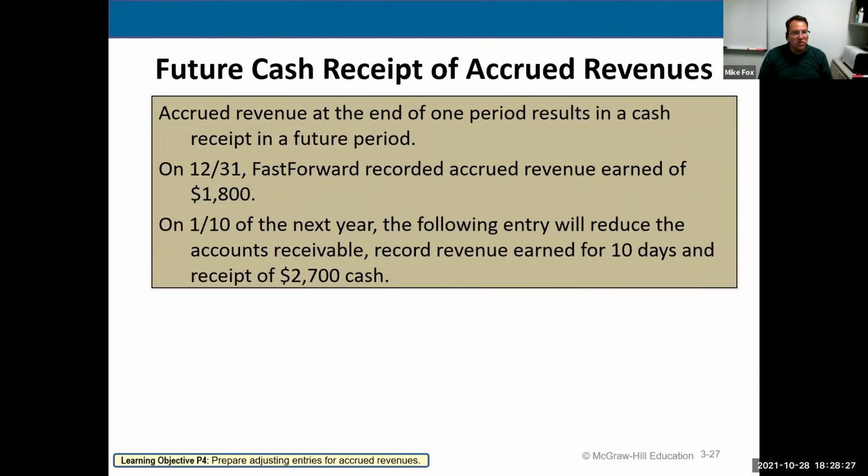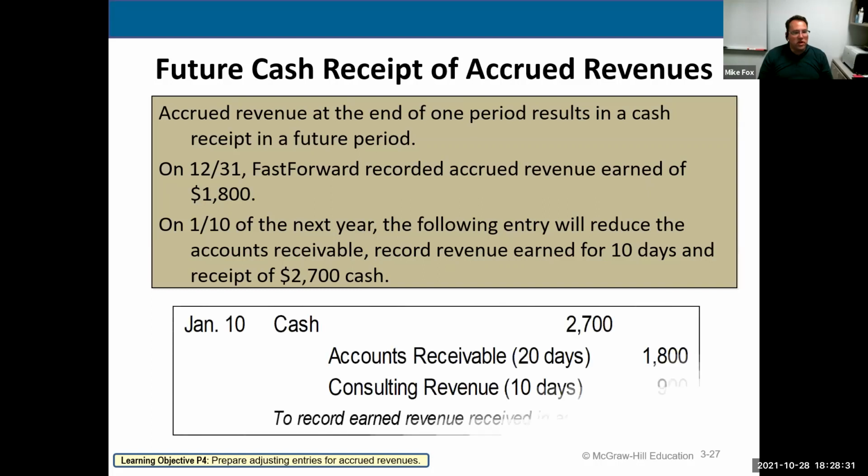In the future, when the customer pays us, we're going to show the total cash of $2,700 that we got from the customer. $1,800 of it is in the form of accounts receivable. That's the money we earned in the previous financial period that we're now getting paid. And then the other $900 is for any revenue we've earned during this period, this year.